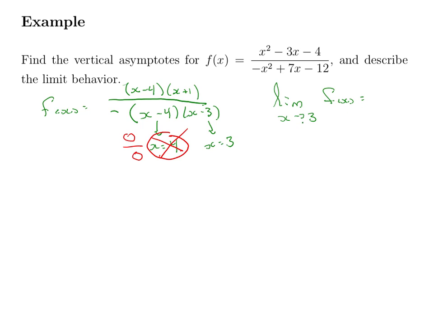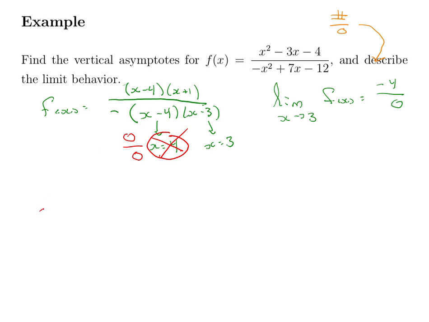If you plug 3 into this thing, you're going to get 9 minus 9 minus 4. That's going to be -4 over -9 plus 21, that's going to be +12 minus 12. That's 0. So here we've got a number over 0. Maybe I'll just go ahead and use orange for this. I don't use orange a lot, but we'll say that's a number over 0 here. So we'll go ahead and look at the left side and look at the right side.